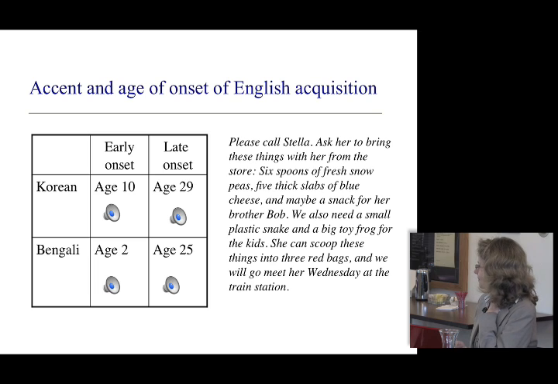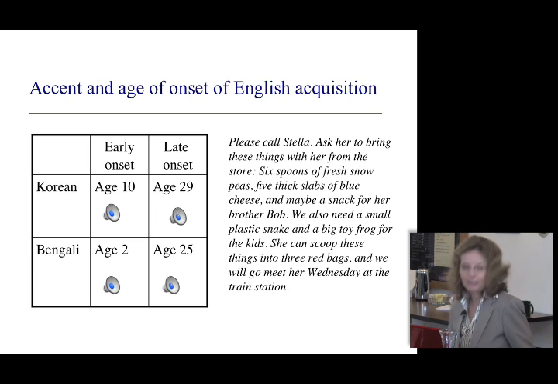Somebody who immigrated late? Please call Stella. Ask her to bring these things with her from the store. 6 spoons of fresh snow peas, 5 thick slabs of blue cheese, and... And in Bengali? Please call Stella. Ask her to bring these things with her from the store. 6 spoons of fresh snow peas, 5 thick slabs of blue cheese, and maybe a snack for her brother Bob. Please call Stella. Ask her to bring these things with her from the store. 6 spoons of fresh peas.